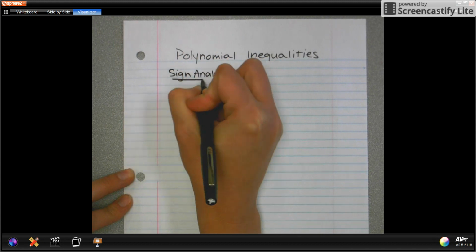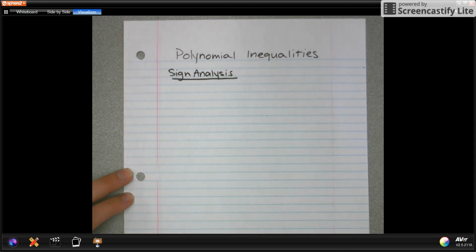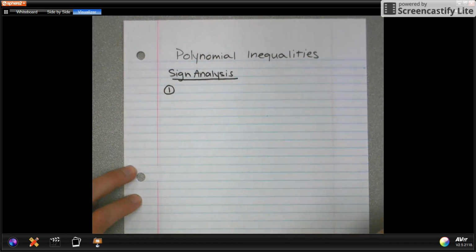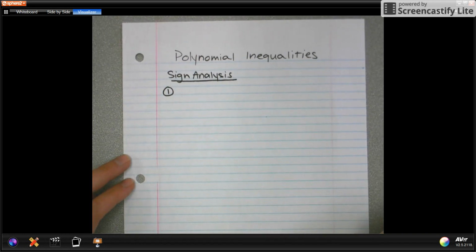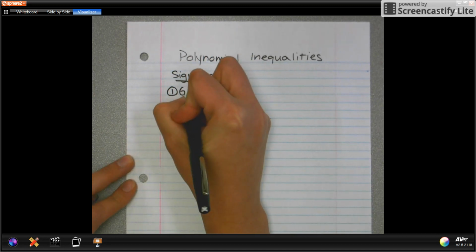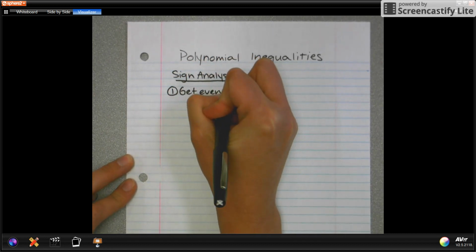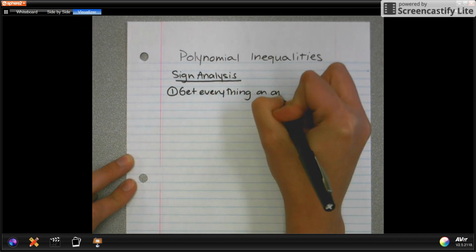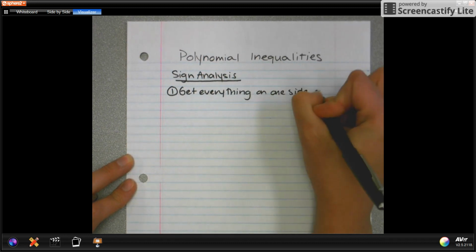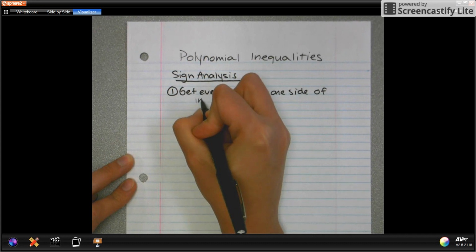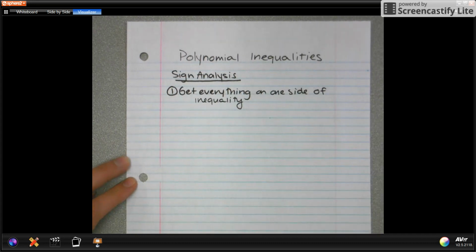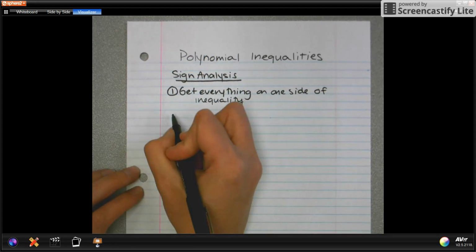So what I want you to do is just copy down the steps to go through solving polynomials using the sign analysis. The first step would be to get everything to one side of the inequality symbol, just to make sure that you've got 0 on the other side.